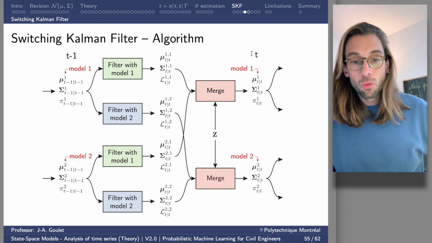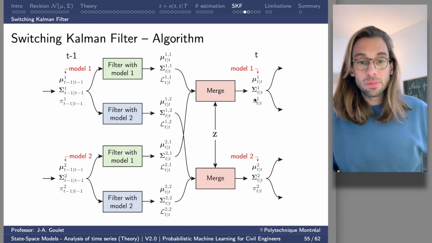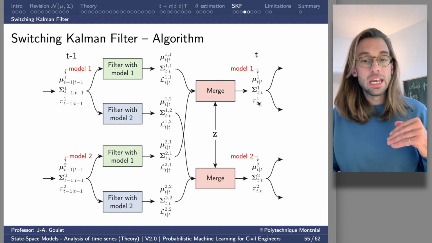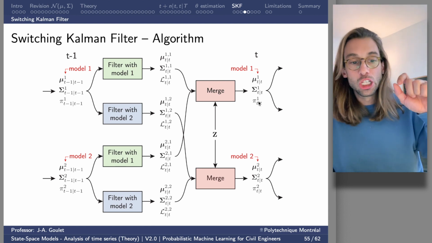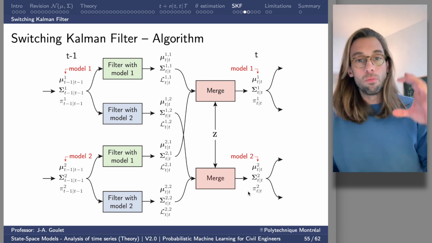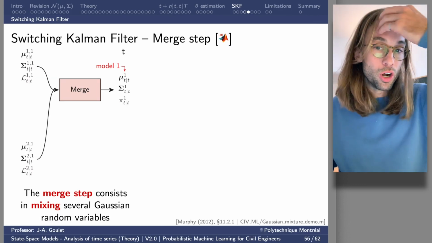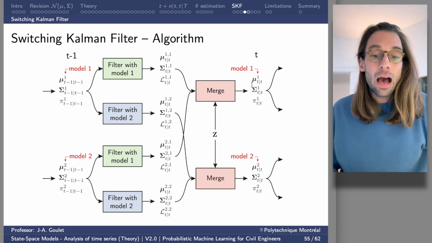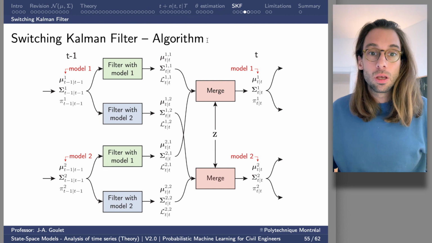So at the end, at time t, what we're going to have is the same thing, 2 expected vectors, 2 covariances, and 2 probabilities associated with each regime. And then we do the same mechanics again, splitting into 2 possible transitions for each of my models, merging and repeating over and over again. So if we look in more close detail, how does that merge step operate?